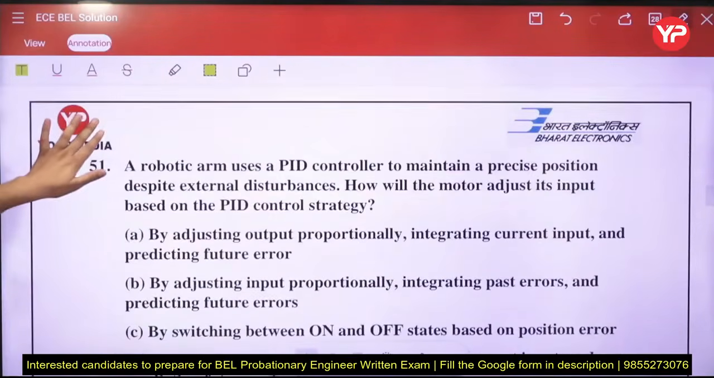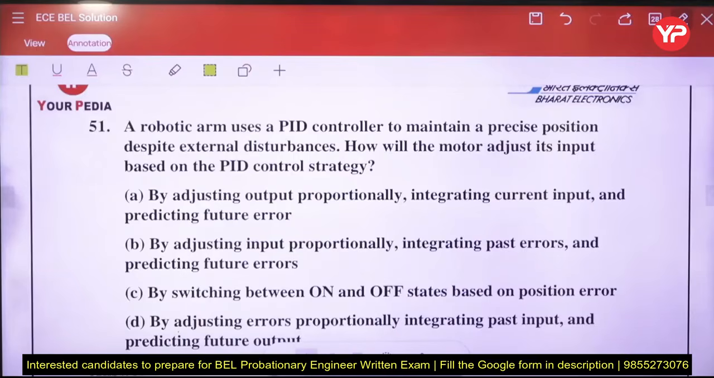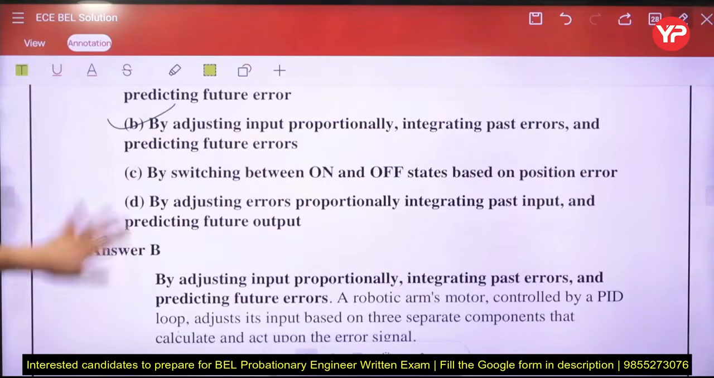A robotic arm uses a PID controller to maintain a precise position despite external disturbance. How will the motor adjust the input based on the PID controller? Basically by adjusting the input based on proportional, integral of past error, and predicting future error. That will be the answer for this one.